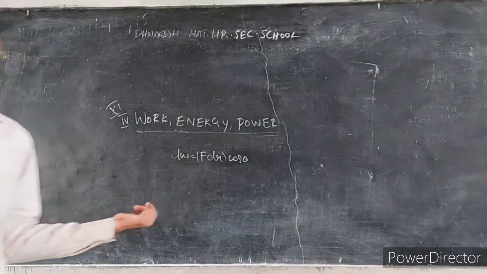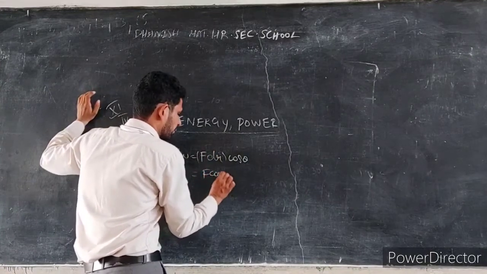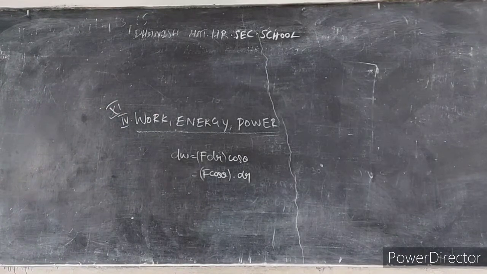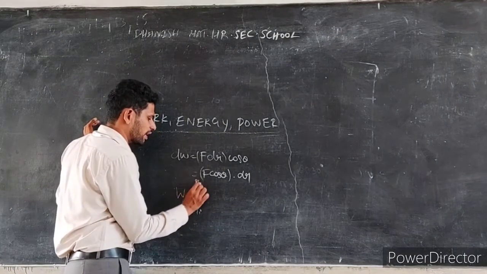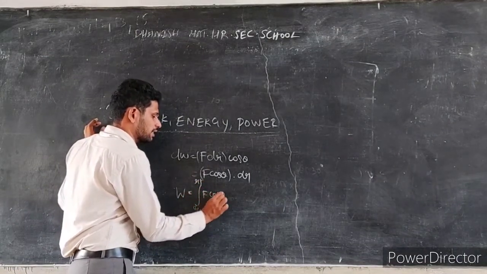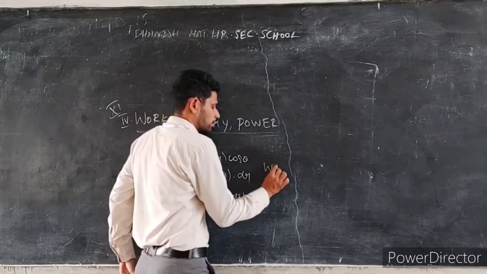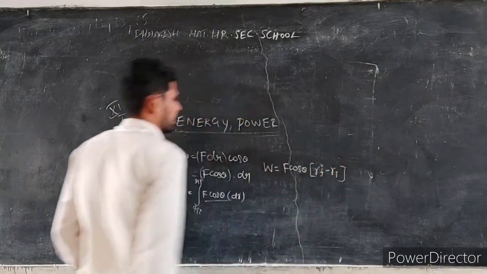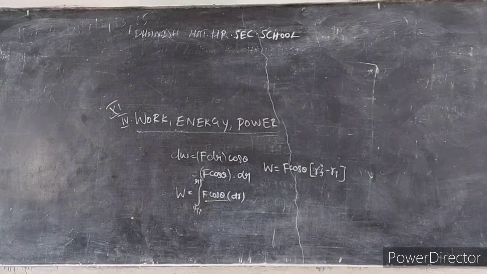Here the force is constant, so only the displacement is varying, and F cos theta is in the same direction. So the total work done will be equal to the integration from the initial displacement to the final displacement of F cos theta dr. Since F cos theta is a constant, take it outside. So the total work done will be equal to F cos theta into Rf minus Ri, that means the final displacement minus the initial displacement.